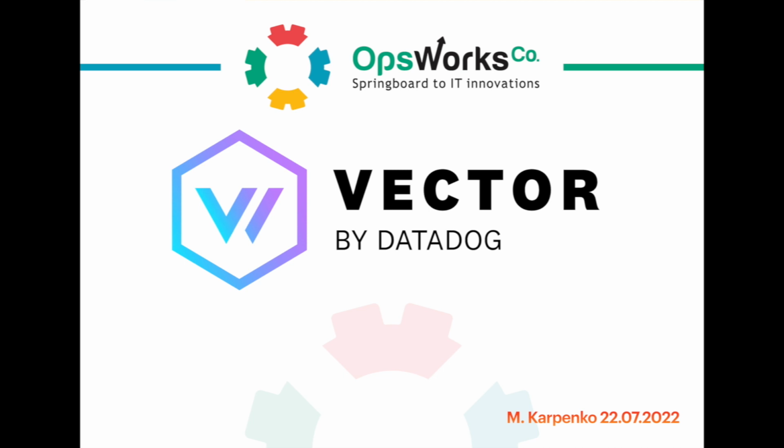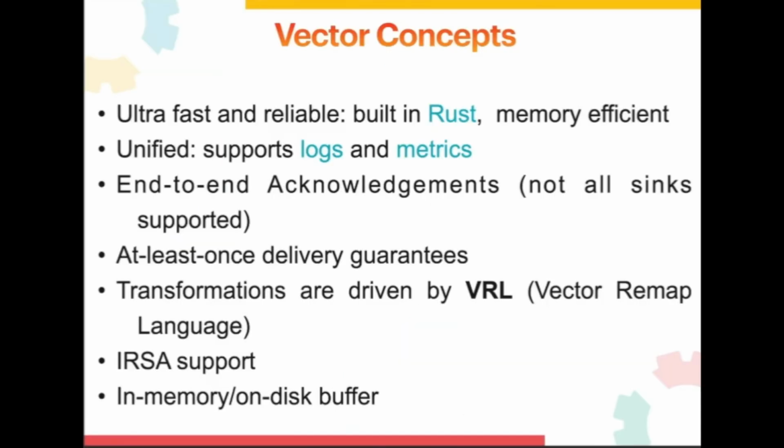Today we're going to talk about Vector. Vector is a high-performance observability pipeline. It enables a dramatic cost reduction, novel data enrichment, and data security where you need it. Open source and up to 10 times faster than every alternative. It is built in Rust, so it is memory efficient.